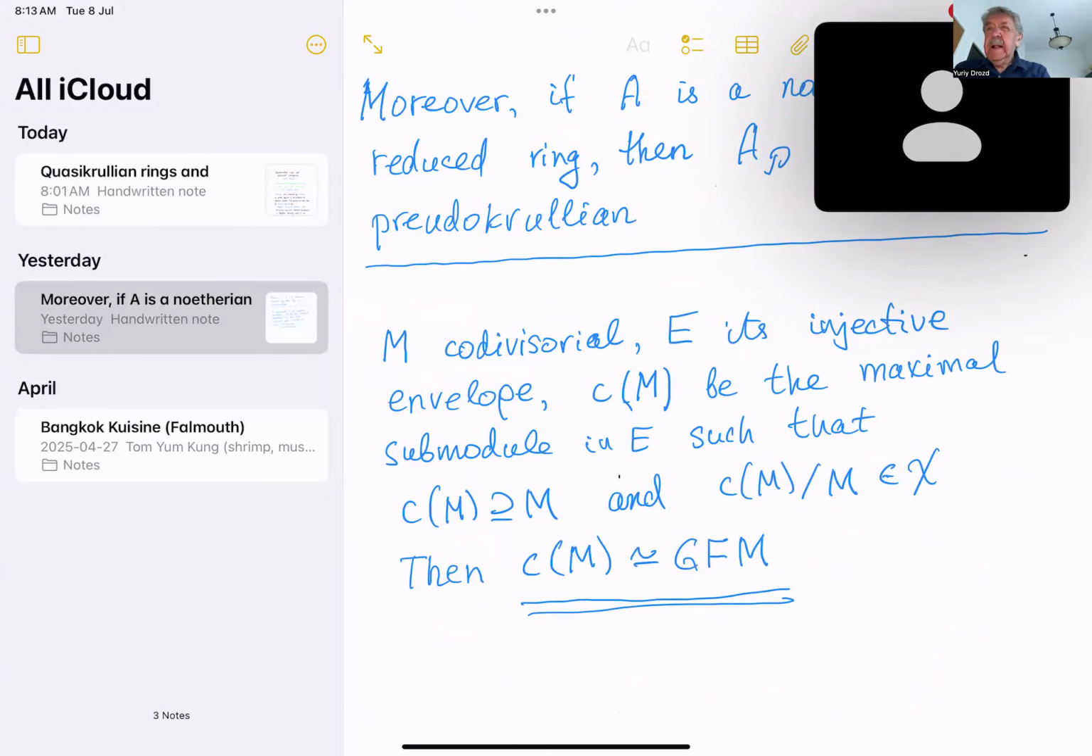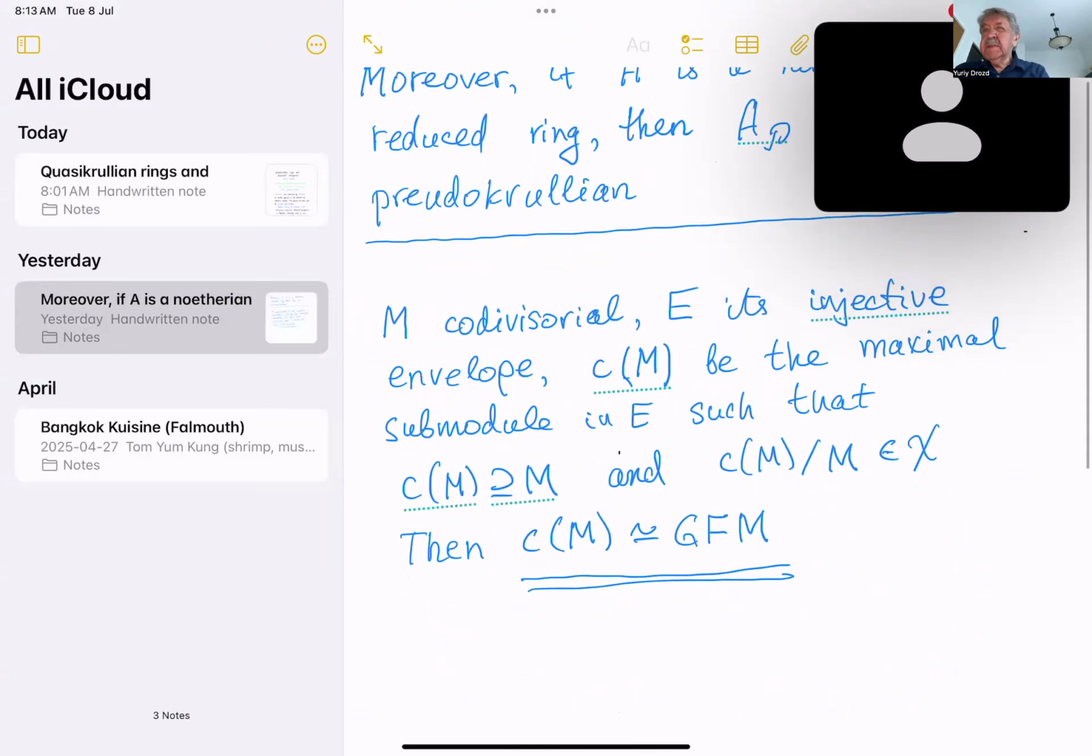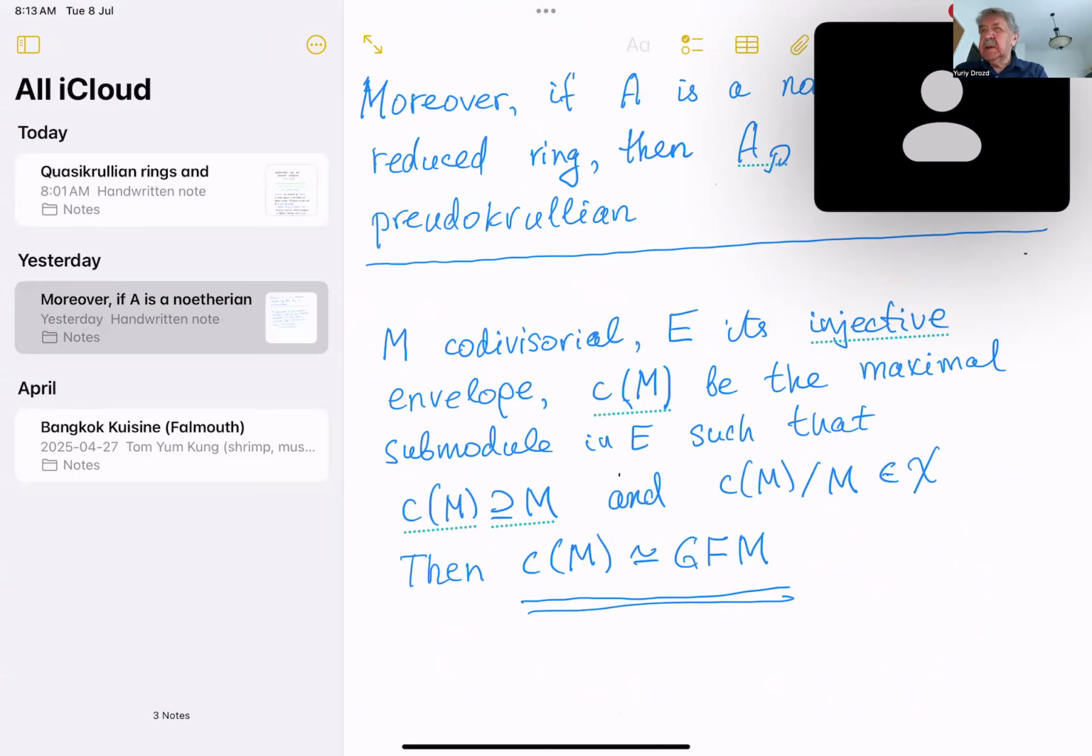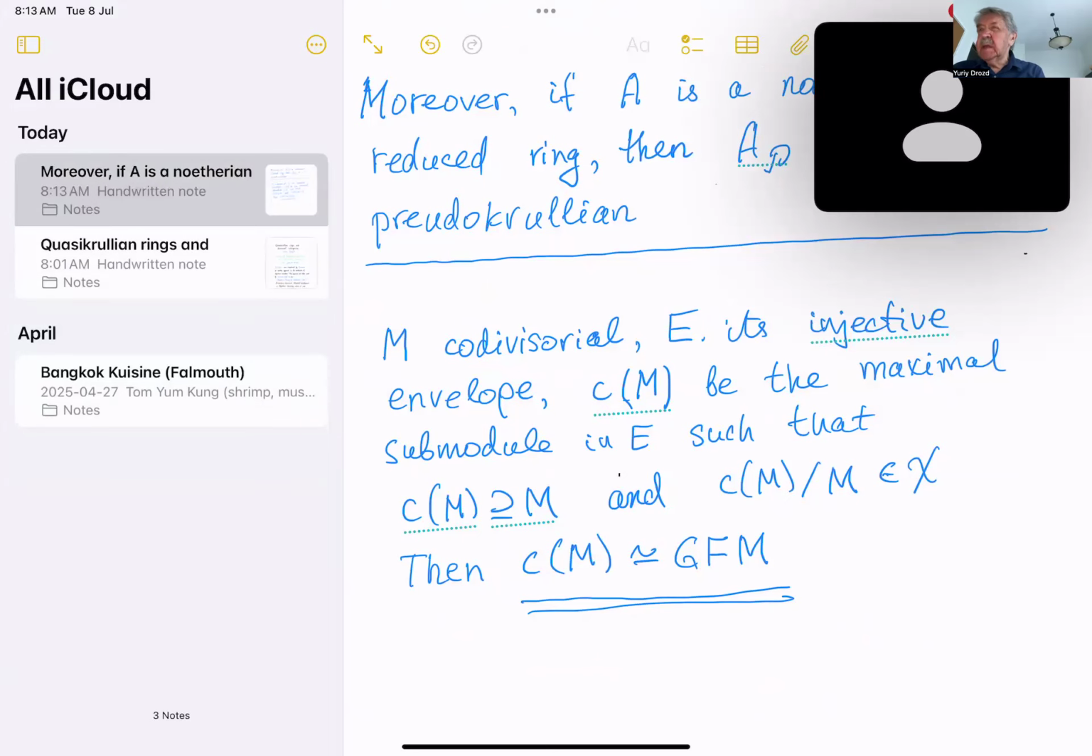For instance, if M is codivisorial and E is its injective envelope, so that means that M embeds in E, this injective model, such that this embedding is essential, then we can construct this GFM as the maximal submodel in E such that it contains M, and the quotient of it by M is in X.